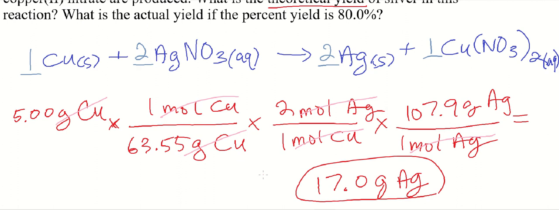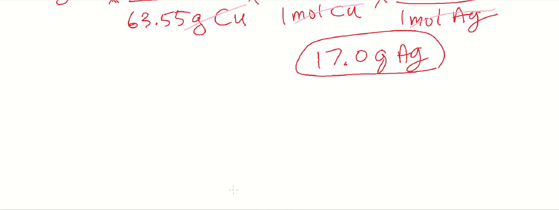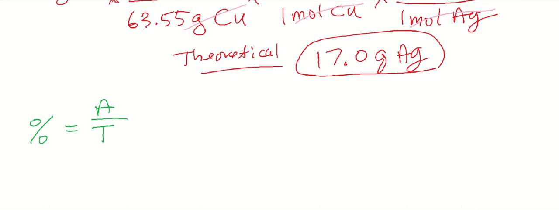And what is the actual yield if the percent yield is 80%? All right, percent yield is the actual produced over the theoretical, which is what we calculated. We get that by using the limiting reagent, which was given. And then times 100 to turn that into a percent.